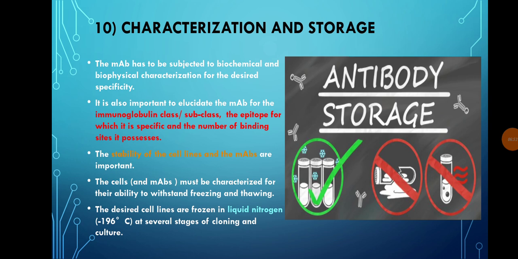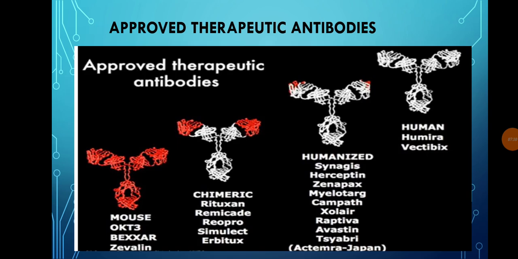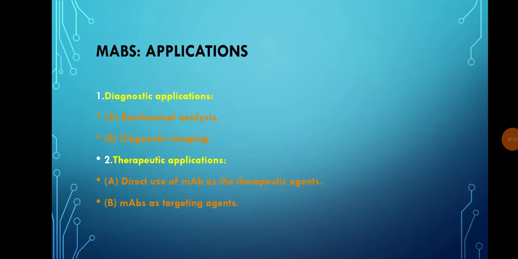Characterization and storage. The stability of the cell lines and the monoclonal antibodies is important. For that, their storage is really important. It is stored in liquid nitrogen at minus 196 degrees centigrade for several stages of cloning and culture. Monoclonal antibody types are of four types: murine, chimeric, humanized, fully human. Approved therapeutic antibodies are shown in this diagram.